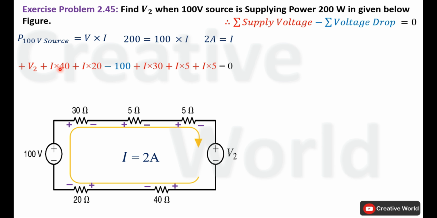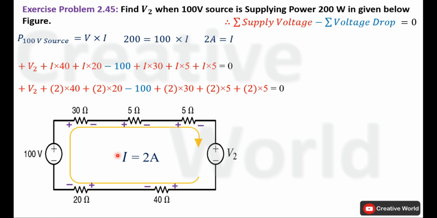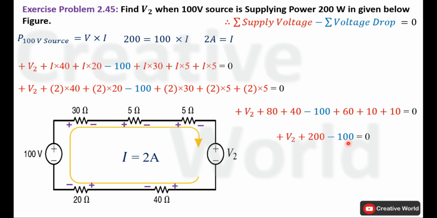Now we will try to solve this equation. We know the value of current I, so replace I with its value, that is 2 ampere. Open these brackets and take the products. The equation will become V2 plus 80 plus 40 minus 100 plus 60 plus 10 equal to 0. Now add all these constants that include positive sign together. The sum of all these will become 200. The equation will become V2 plus 200 minus 100 equal to 0.